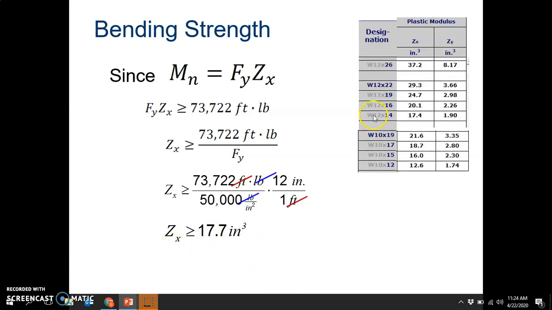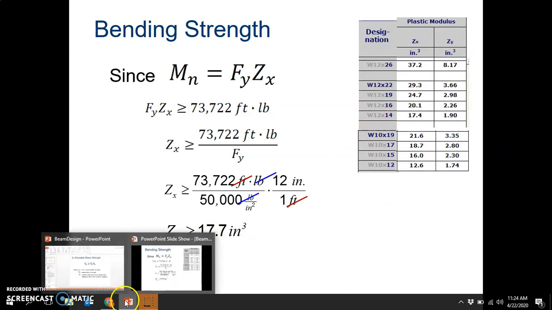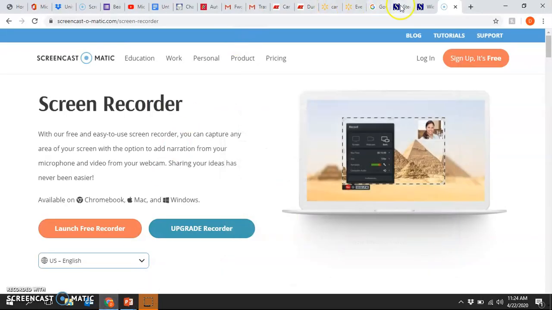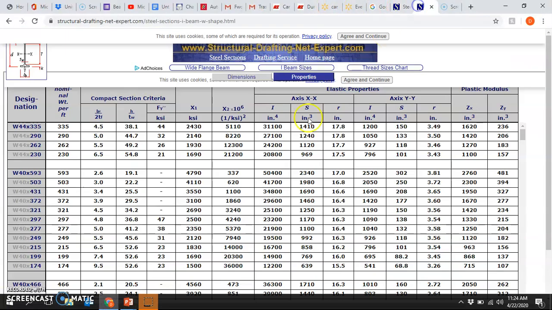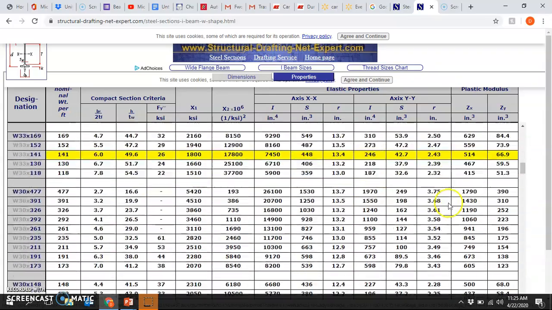So here's a snippet of it, but let's actually go there. Let's do it a little bit longer process. So it was 17.7, and then for that it's properties. Make sure you're in the properties tab. And well, look how much this can handle. A W44 by 335 pounds, meaning 1 foot of this beam weighs 335 pounds. So we're way lower. Let's keep going.